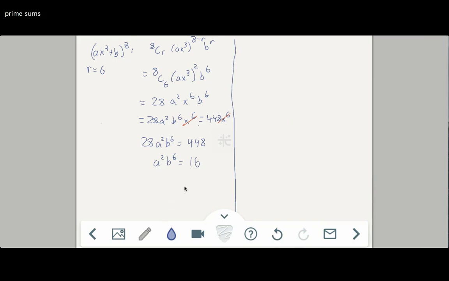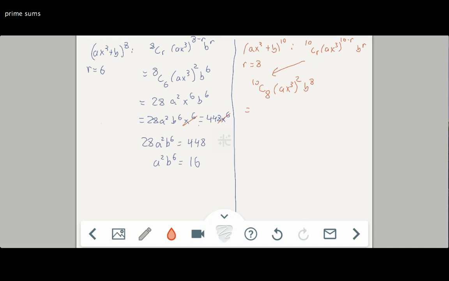Now let's do the same with the second expansion, which I'll do here in red. ax cubed plus b to the power of 10. And the rth term here was 10 choose r, ax cubed to the 10 minus r, b to the r, and we established that r equals 8. Therefore, this term is going to be 10 choose 8, ax cubed to the 10 minus 8, so squared, b to the 8.